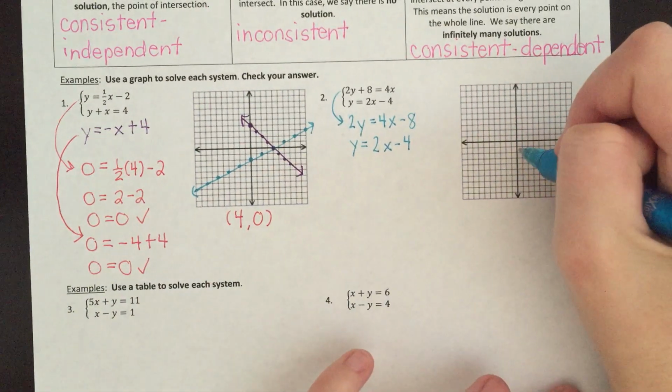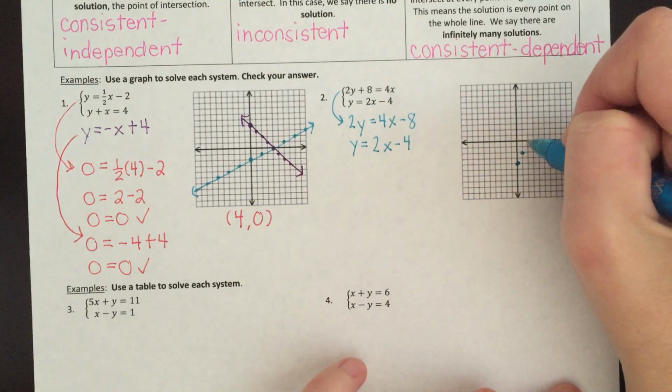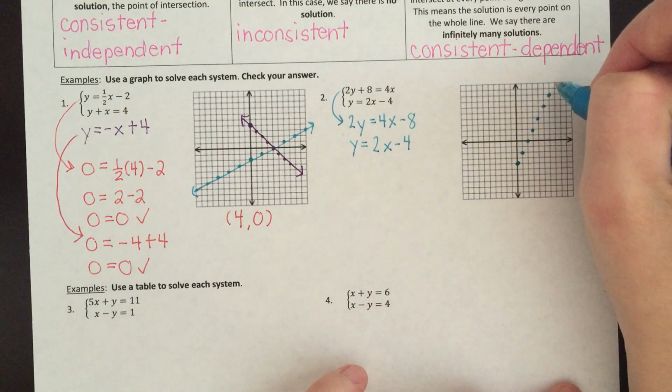So now I can plot. 1, 2, 3, 4 is my y-intercept, positive 2 is my slope, so up 2, right 1, up 2, right 1.